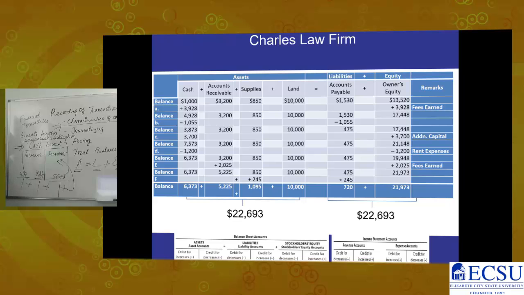So now, as you can see in this accounting equation, you have cash, accounts receivable, supplies, and land on the assets side. And then on the liabilities side, we have accounts payable, and then the owner's equity, where we have different changes, because remember, we talked about that in the first chapter, that owner's equity will increase whenever revenue is earned, and if additional capital is contributed by the owner, the equity will again go up. Any expenses will lead to a decrease in the equity account.